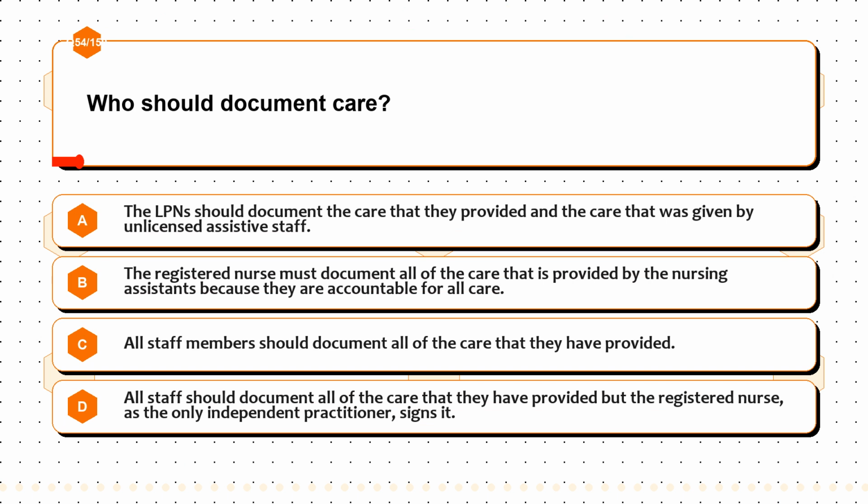Question 54. Who should document care? Here are the options. Option A. The LPN should document the care that they provided and the care that was given by unlicensed assistive staff. Option B. The registered nurse must document all of the care that is provided by the nursing assistants because they are accountable for all care. Option C. All staff members should document all of the care that they have provided. Option D. All staff should document all of the care that they have provided, but the registered nurse, as the only independent practitioner, signs it.